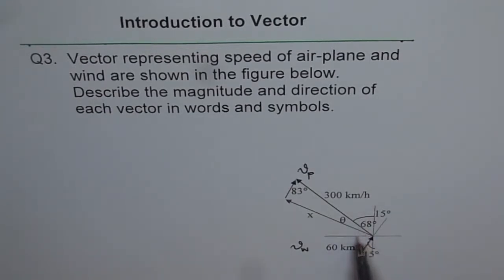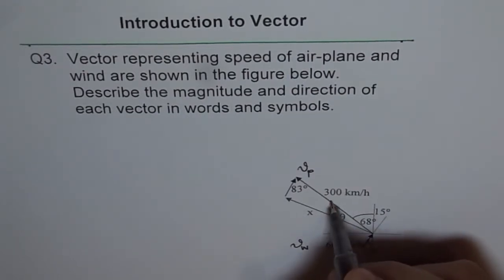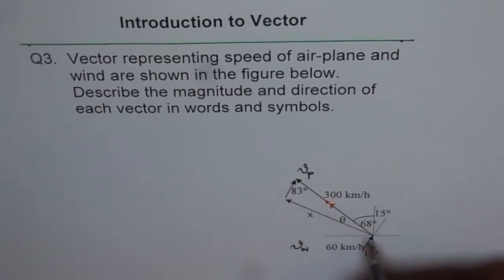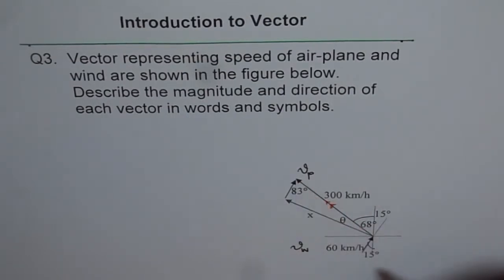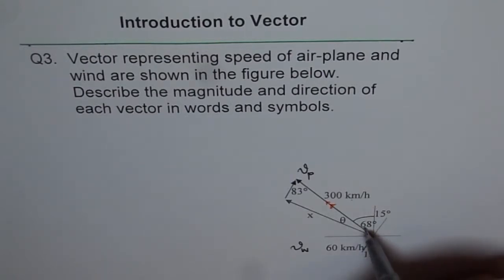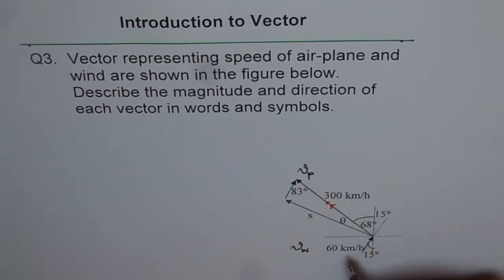As far as the plane is concerned, this arrow which I'm pointing to, the orange one going upwards, is what we are referring to as the velocity of the plane. From here to there, it is 300 kilometers per hour at an angle of 68 degrees west of north. So that is the velocity of this plane. And the velocity of wind here is 60 kilometers per hour, which you need to write about, and that angle we have given to you.